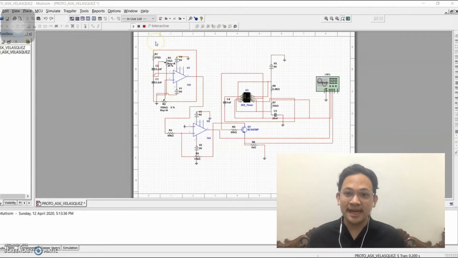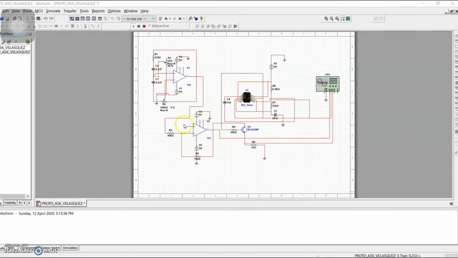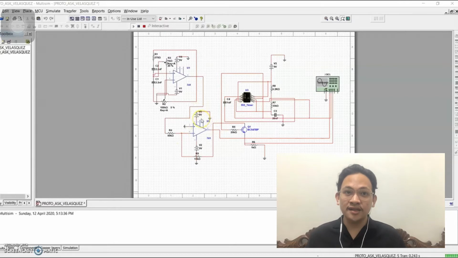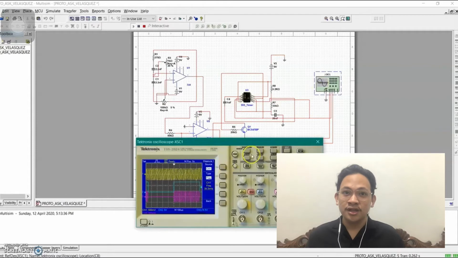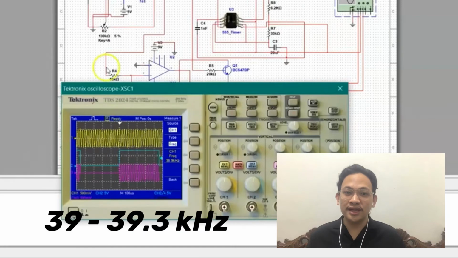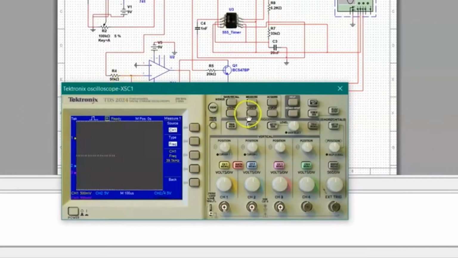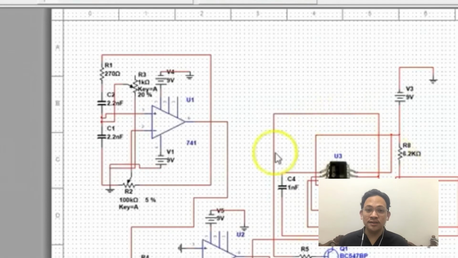As you can see from the simulation, we used two operational amplifiers, which are LM741. This is used to produce a carrier signal which has more amplitude or voltage range than the input binary signal. This subsequently produces a carrier frequency of about 39 kHz to 39.3 kHz. The carrier frequency can ultimately be varied using the potentiometers that are present in the oscillator circuit.